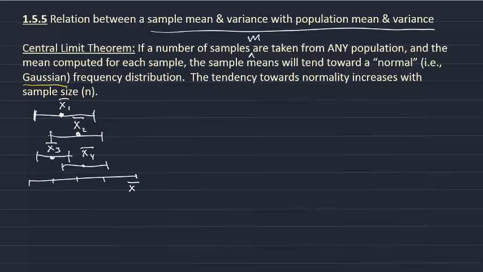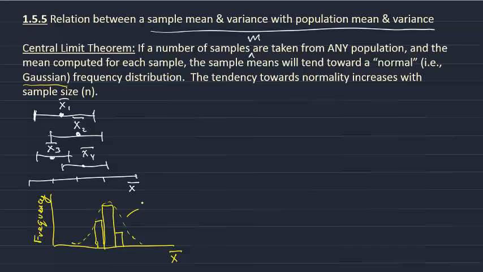And if we were to show the frequency distribution of those means, so again, the vertical axis is frequency, and this is x bar, we might get something that looks, I'm not sure what it looks like, but say it looks something like that. And what the central limit theorem is saying is that if we take the distribution of the means for our M samples, it will tend towards a normal distribution.